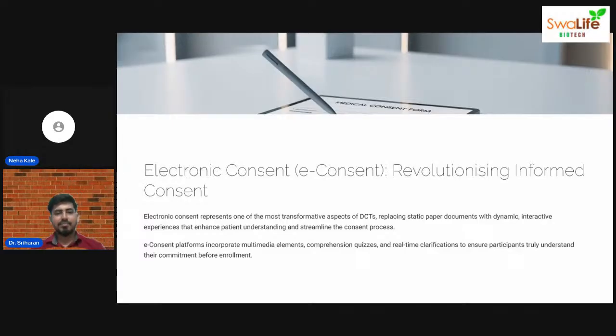Electronic e-consent form: the revolution of the informed consent form. Why? Because the informed consent form is the main thing. While we submit the report to any regulatory authority, ethical committee, or independent committee, the informed consent form is the primary and major thing. Without the informed consent form, it is a drawback to the trial.